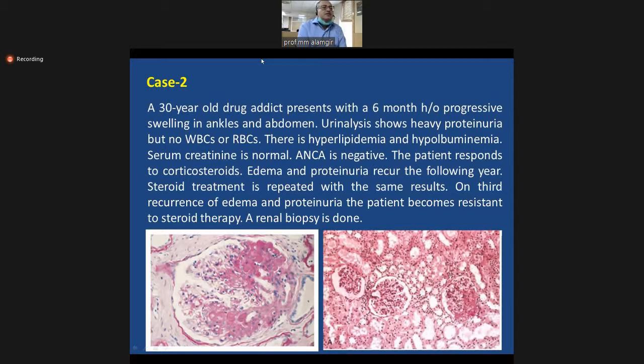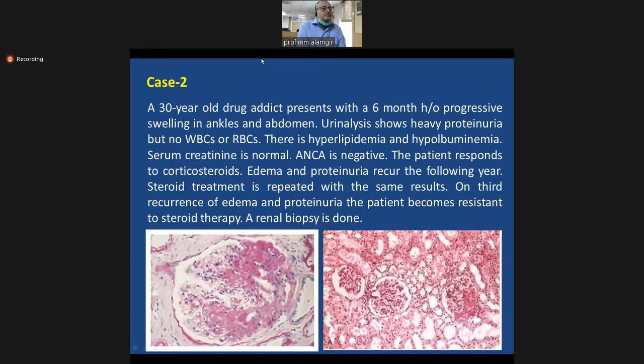So it means that all the components of nephrotic syndrome are there. There is swelling, edema, then proteinuria, then hyperlipidemia, and although they have not given the precise value of proteinuria, they have shown that it's a very heavy proteinuria. Heavy means it may be more than 3.5 grams per day. Serum creatinine is normal. There is no renal insufficiency. ANCA, anti-neutrophil cytoplasmic antibodies, is negative.